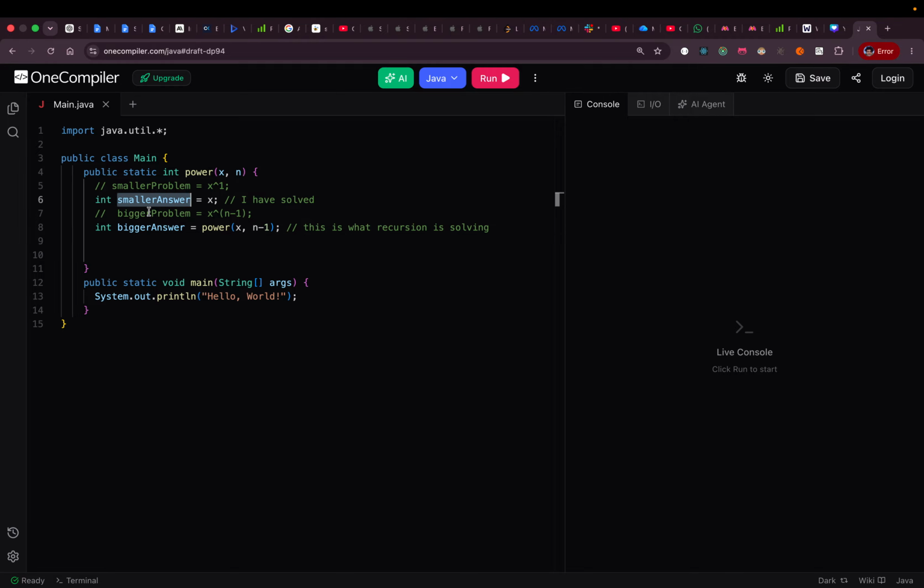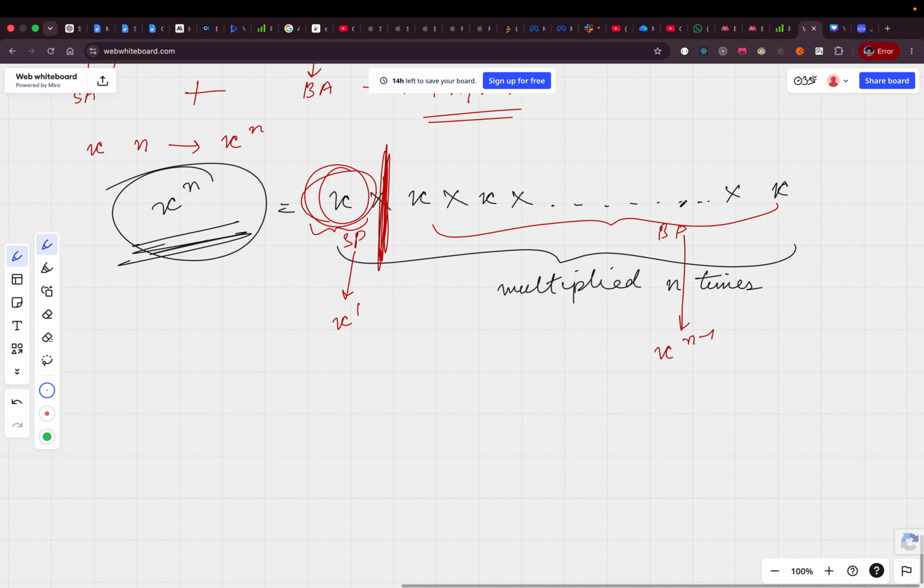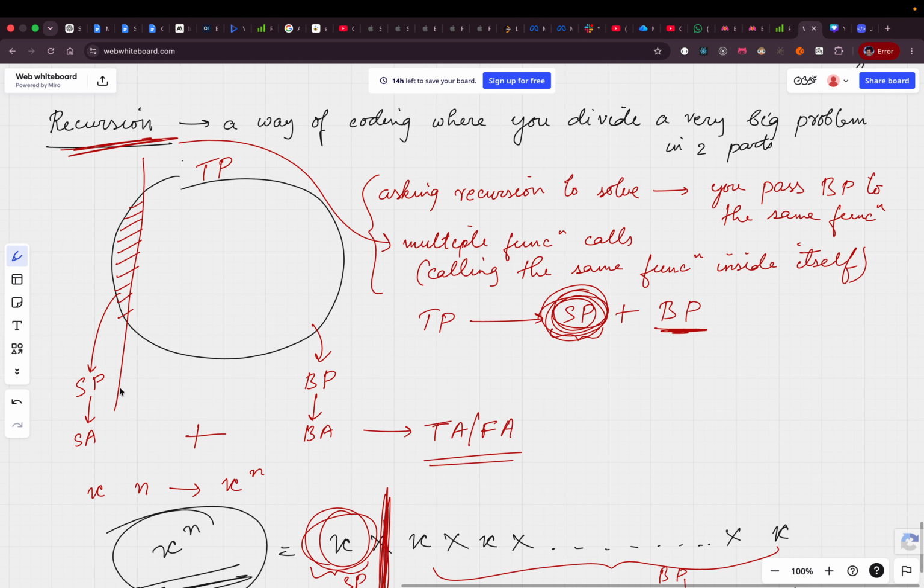Now, since I've got smaller answer and bigger answer, I need to combine them to get the final answer. So I'll say final answer is what? If I have x and if I have x power n minus 1, how can I get x power n? By simply multiplying them, isn't it? So here, see, the smaller problem is always what I'll solve. This bigger problem is what recursion will always solve.